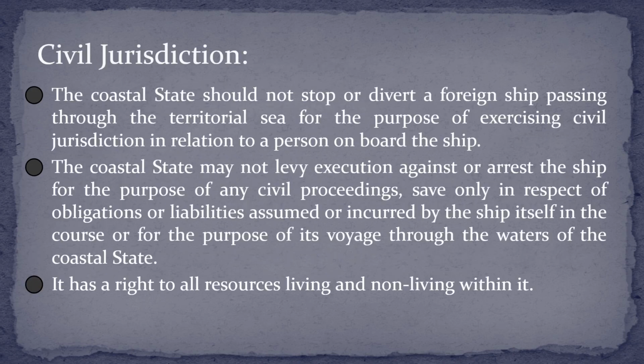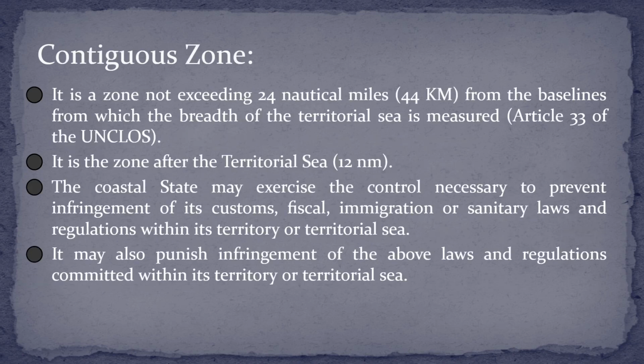And civil jurisdiction: the coastal state should not stop or divert a foreign ship passing through the territorial sea for the purpose of exercising civil jurisdiction in relation to a person on board the ship. The coastal state may not levy execution against or arrest the ship for the purpose of any civil proceedings, save only in respect of obligations or liabilities assumed or incurred by the ship itself in the course or for the purpose of its voyage through the waters of the coastal state. It has a right to all resources, living and non-living, within it.